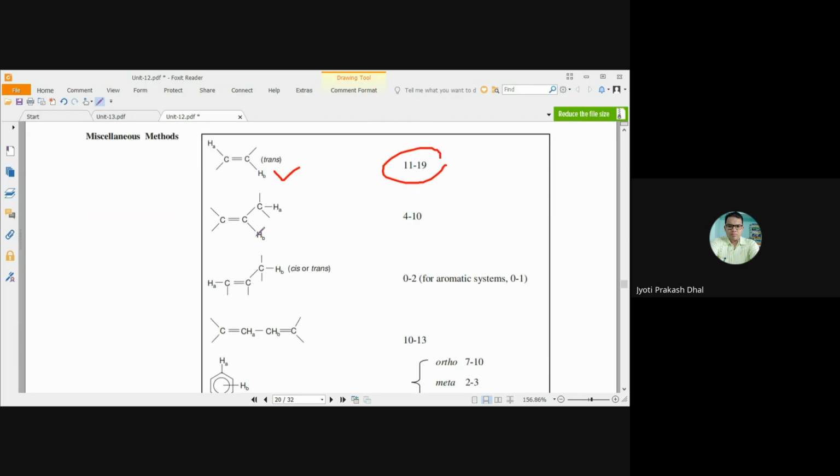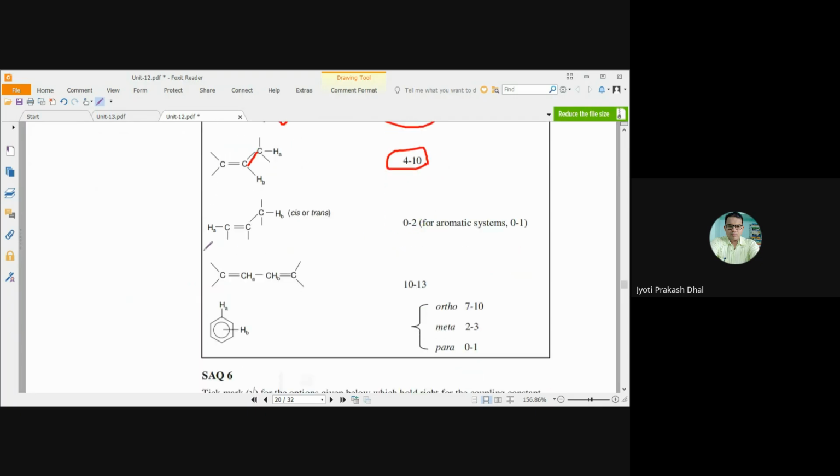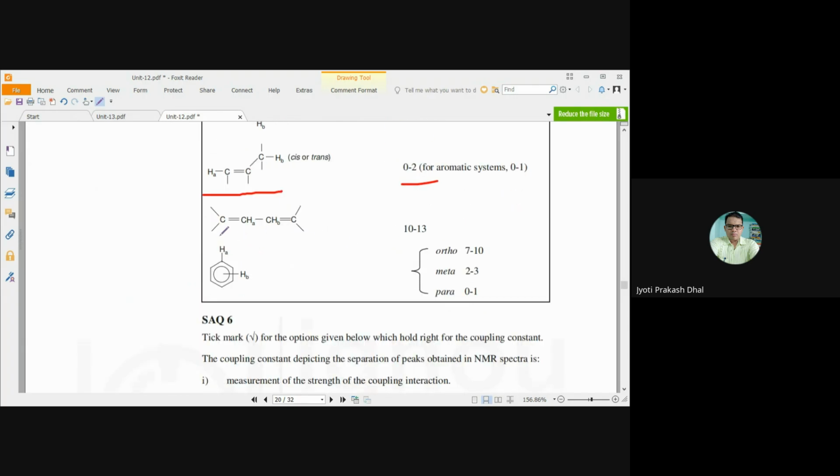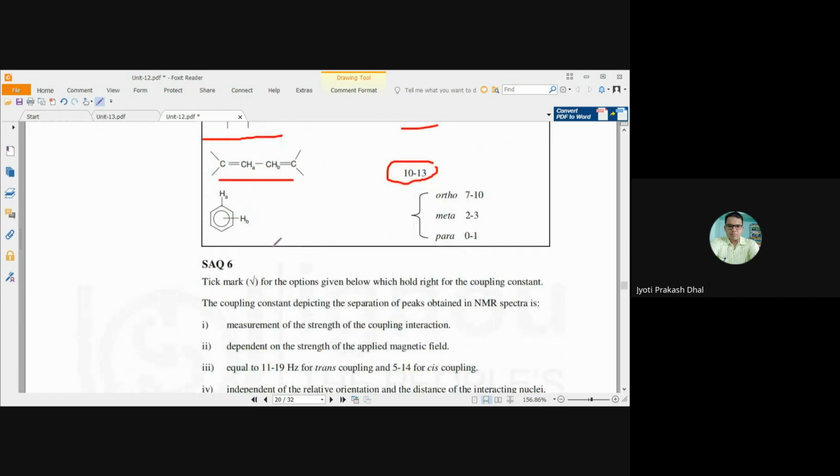And here, if one proton is attached to a carbon atom and the other proton to the adjacent carbon atom, which is a double bonded carbon atom, the value is 4 to 10. This type of cis or trans group has the value 0 to 2. And for this type of group, the value is 10 to 13. If this is the proton under observation, for the ortho proton, its J value will be 7 to 10. For meta, its J value will be 2 to 3. For the para proton, it will be around 0 to 1.